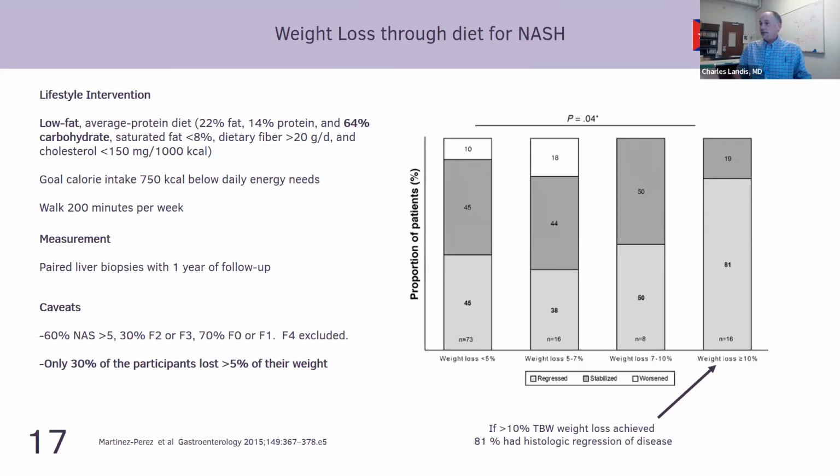And they paired biopsies. They had a biopsy at the beginning of this intervention, and 1 year later, they did another one. Pretty striking that of the patients in this study, of those that lost greater than 10% of their body weight, 81% of them went on to have regression of their fatty liver disease, including fibrosis. This is striking, of course. I think the caveat is that they didn't have a lot of patients with advanced fibrosis.